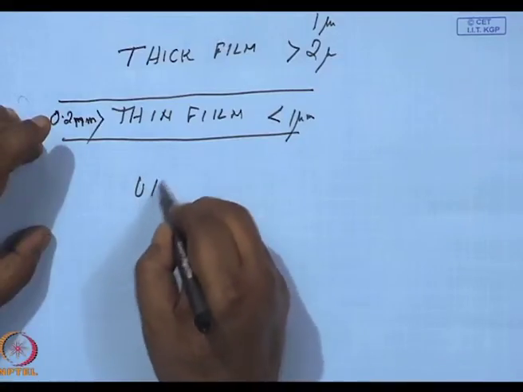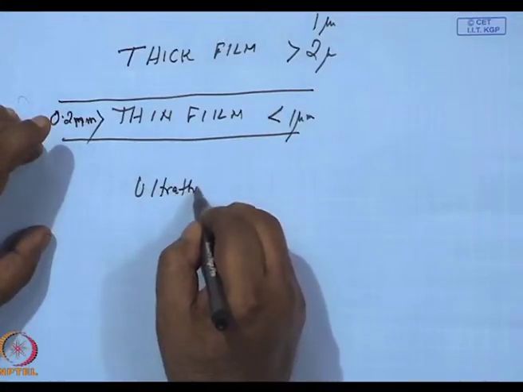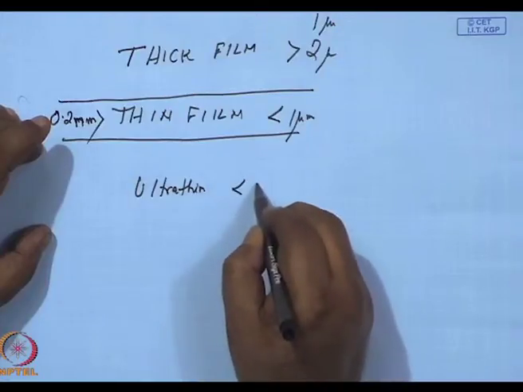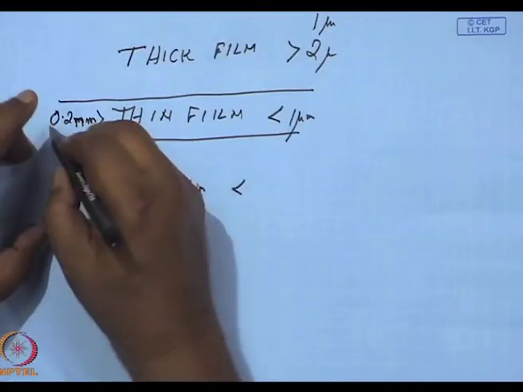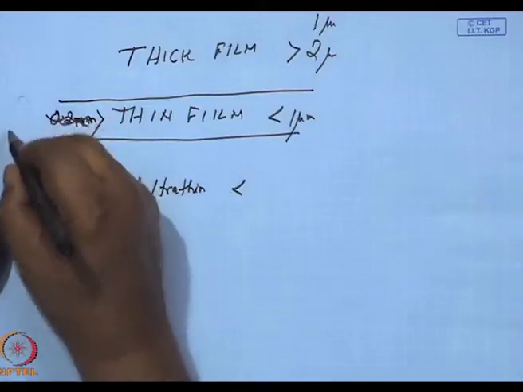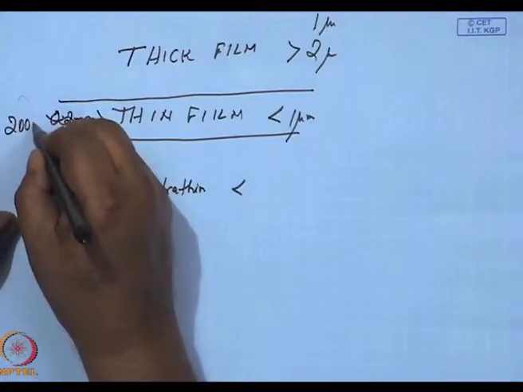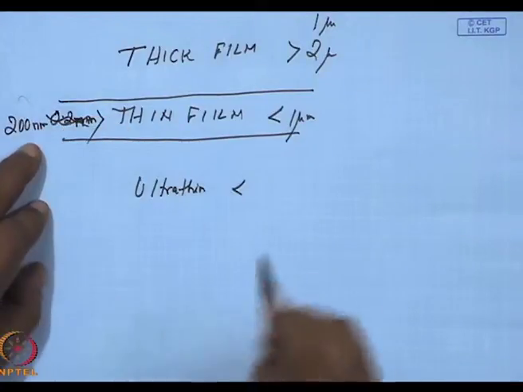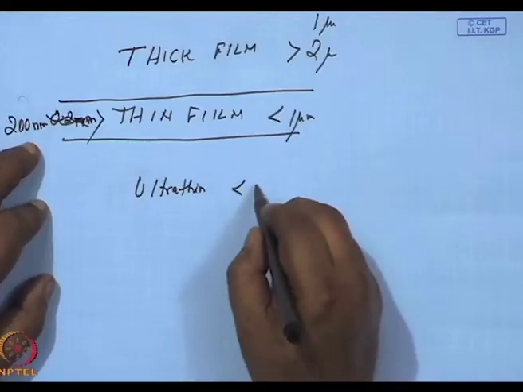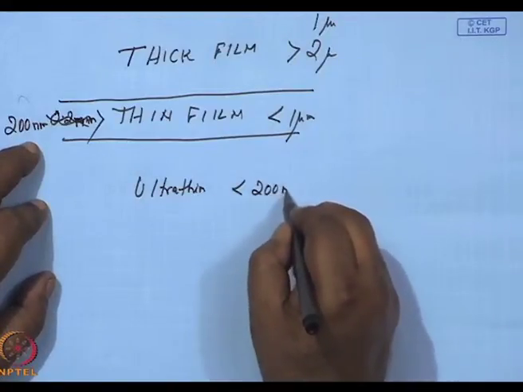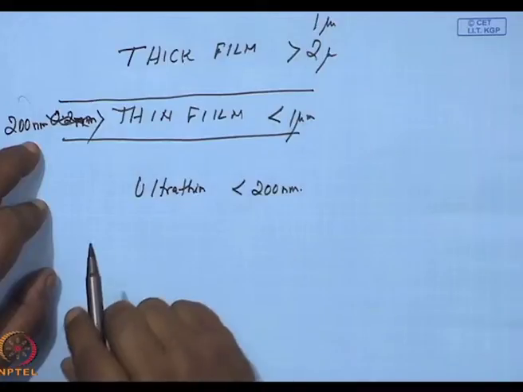And ultra thin is less than, sorry, this is 200 nm. I'm sorry, I made a mistake here. Anything less than 200 nm is ultra thin film.